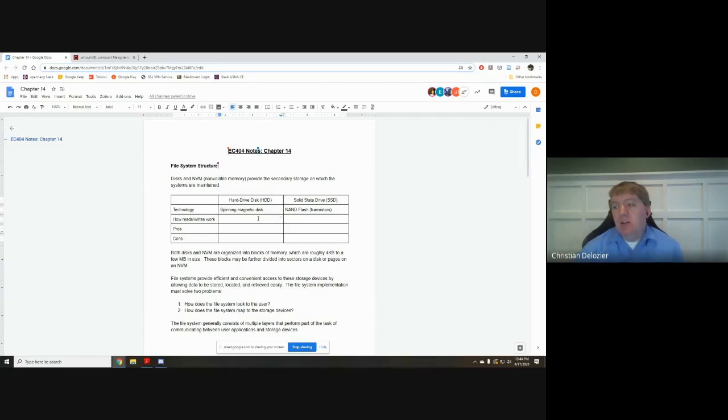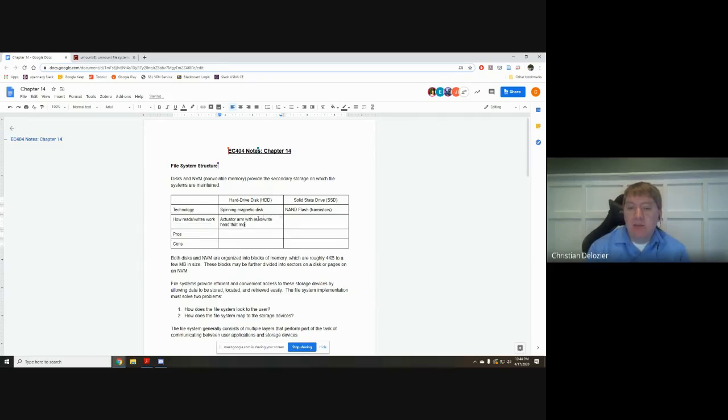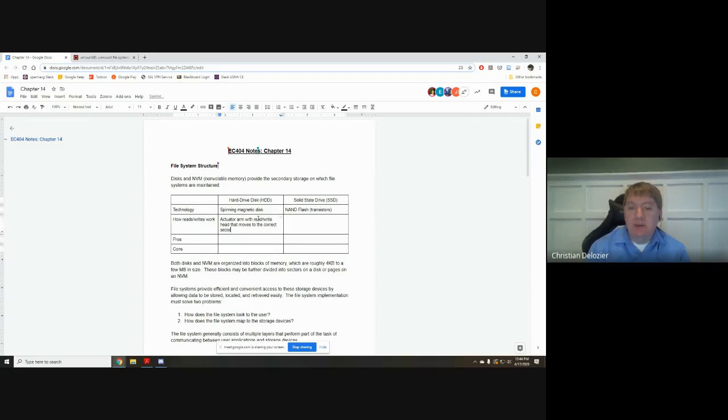So in a hard disk drive, the way reads and writes work is we have this actuator arm with a read write head that moves to the correct sector and checks for charge. So checking for magnetic charge by moving this arm to the proper place on the disk that we're trying to read or write from, and then that gives you the value that's stored there. NAND flash is just going to read the existing charge or send a charge to alter the state.